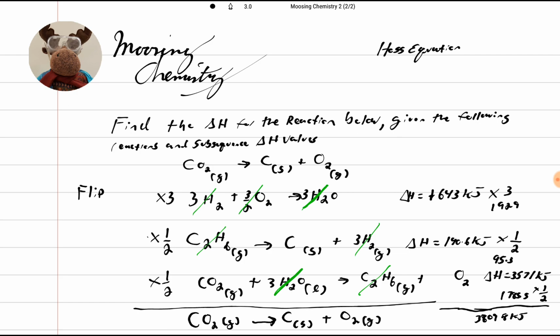So let's go back and double check to make sure everything looks right. We had to flip the top one and then multiply it by 3. That gave me three hydrogens and 3 halves oxygens and 3. So we were able to cancel out our waters, cancel out our hydrogens, and cancel out our C2H6s. Multiply this by half to cancel out that 2 to give us a C, and multiply that by a half. Yep, that's it.